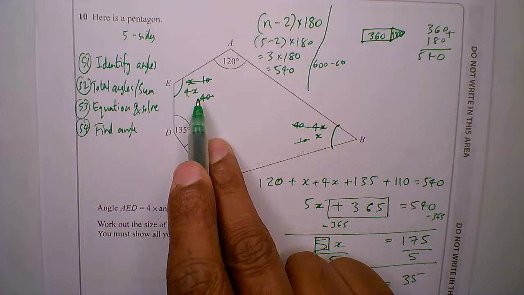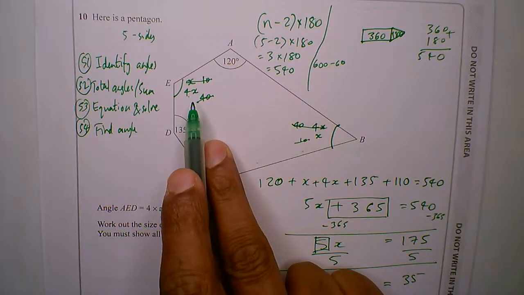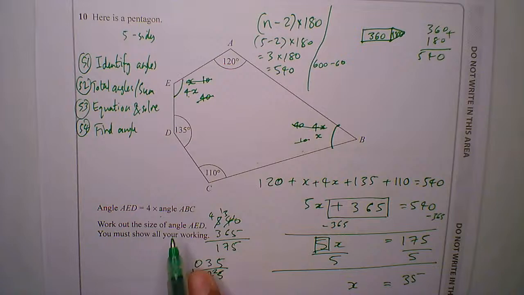Remember, this is 4x. If you do this quickly, you might stop there, but you have to check this is actually 4x. That's what we're looking for, AED. AED is 4x.